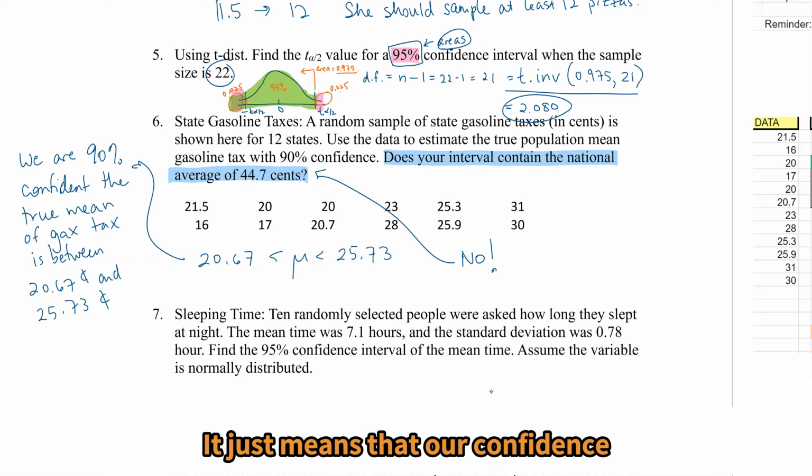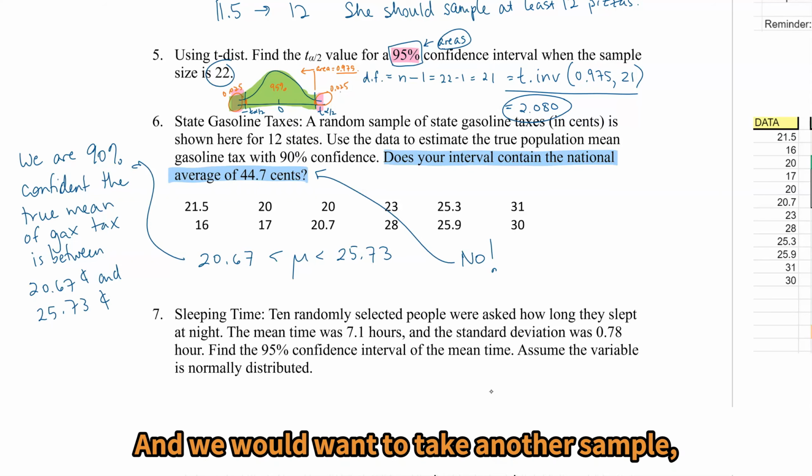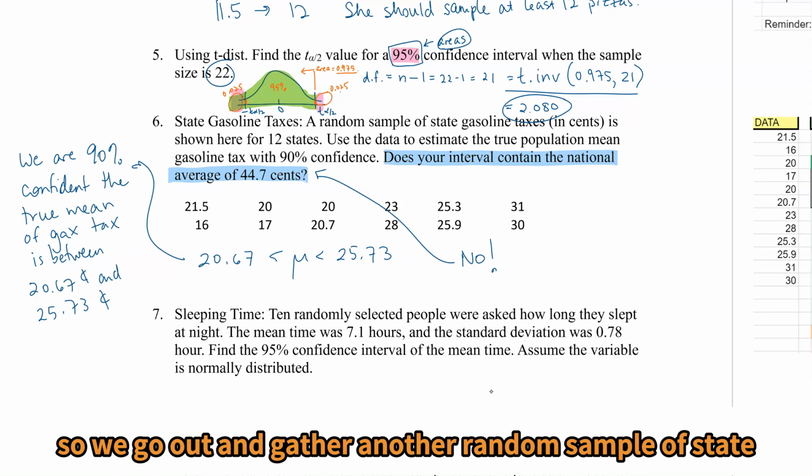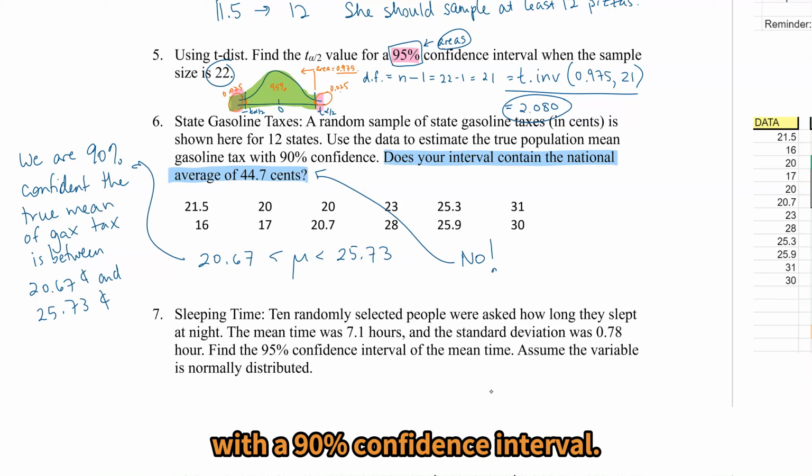It just means that our confidence interval didn't capture it, and we would want to take another sample. So we would go out and gather another random sample of state gasoline taxes and see if we could capture it again with a 90% confidence interval.